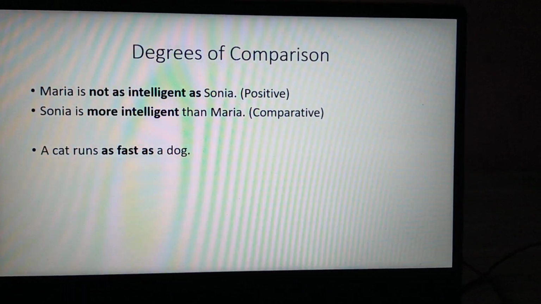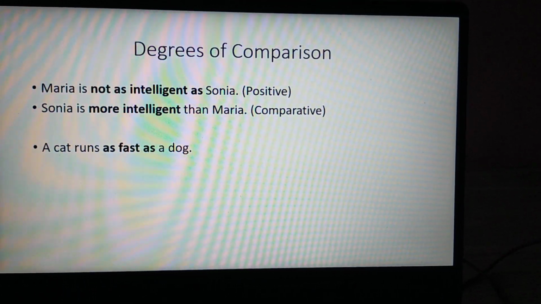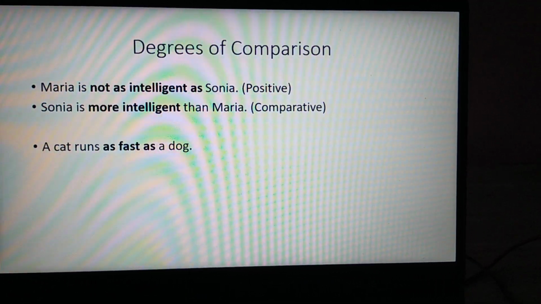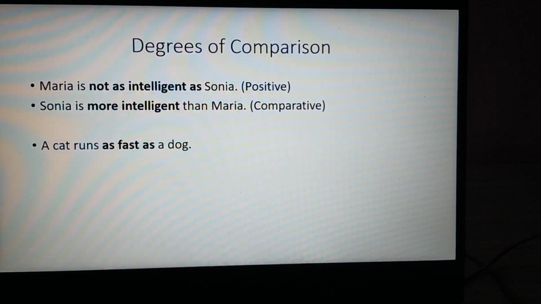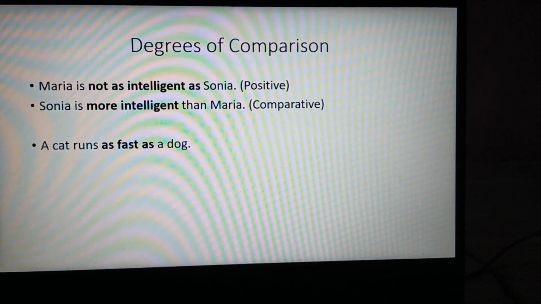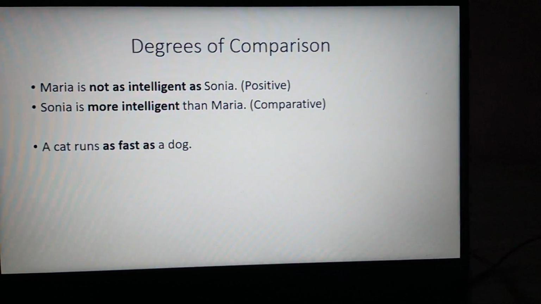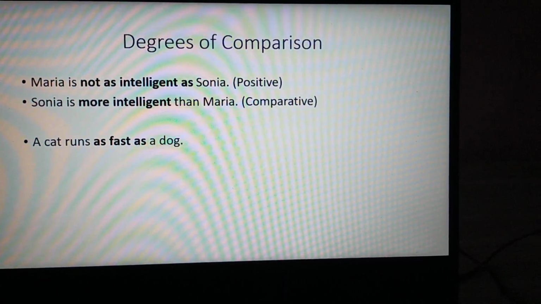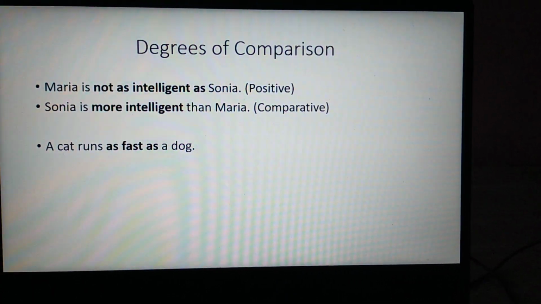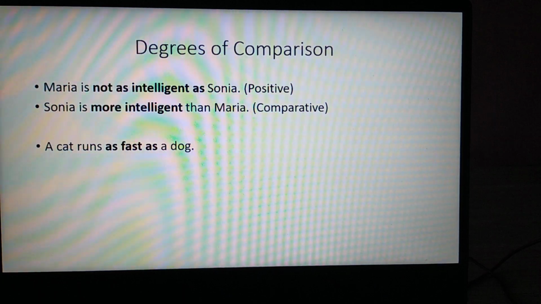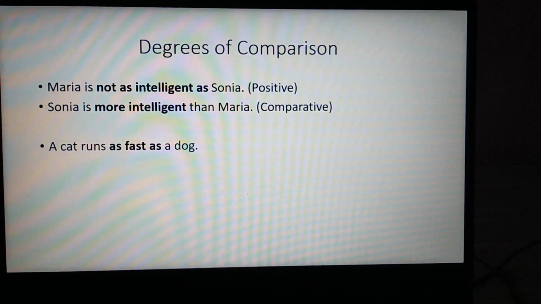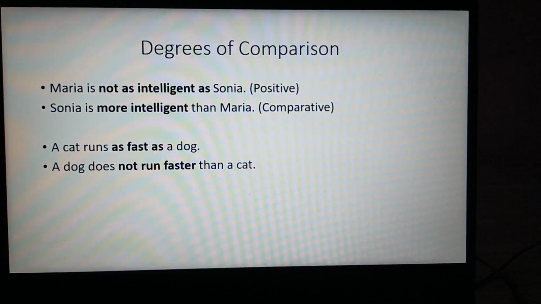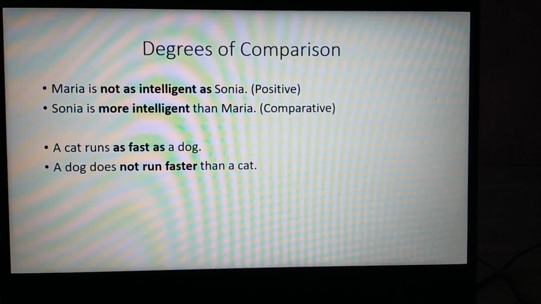Let's take another example. "A cat runs as fast as a dog." Now over here we have two nouns, a cat and a dog. So their places will be swapped. That means the subject will become the object and the object will become the subject. And of course we don't have to change the tense, and it is in the positive degree, so we have to change it into comparative degree because the superlative degree is not possible, as we have studied earlier. See, "a dog does not run faster than a cat."